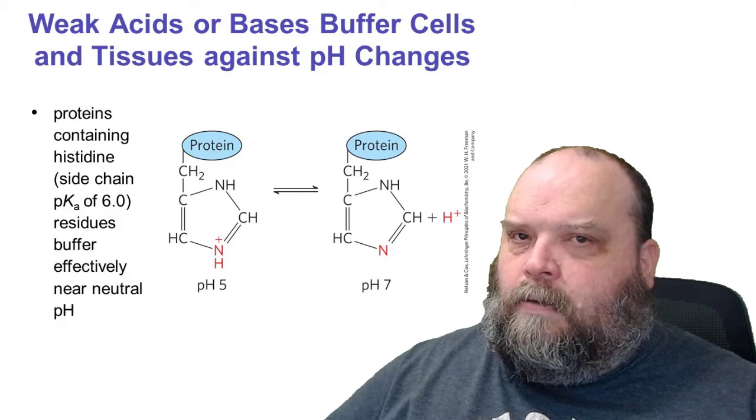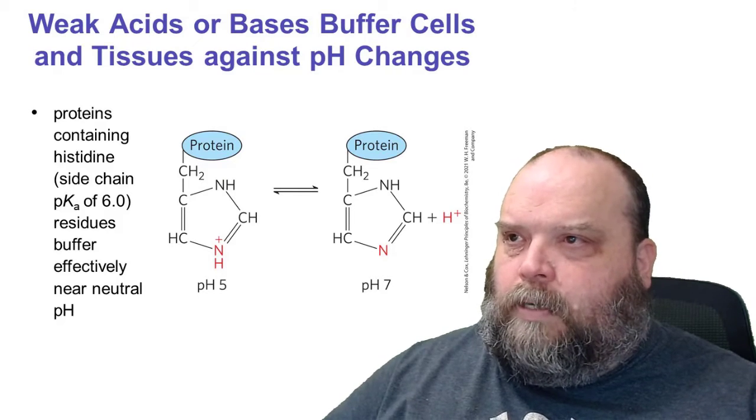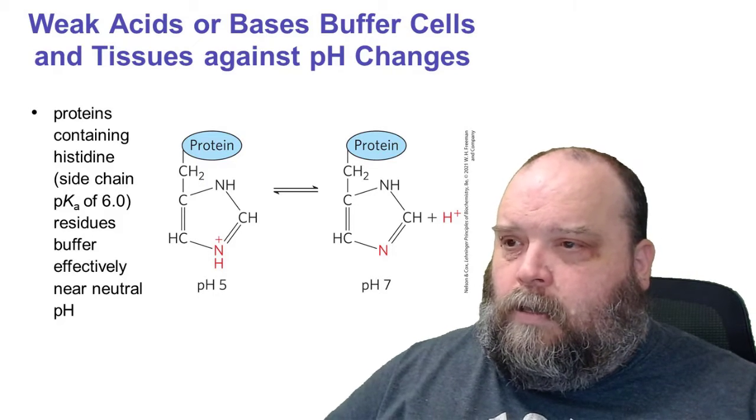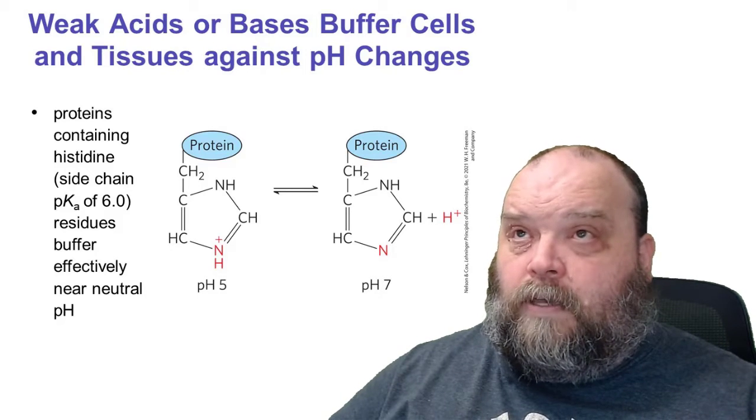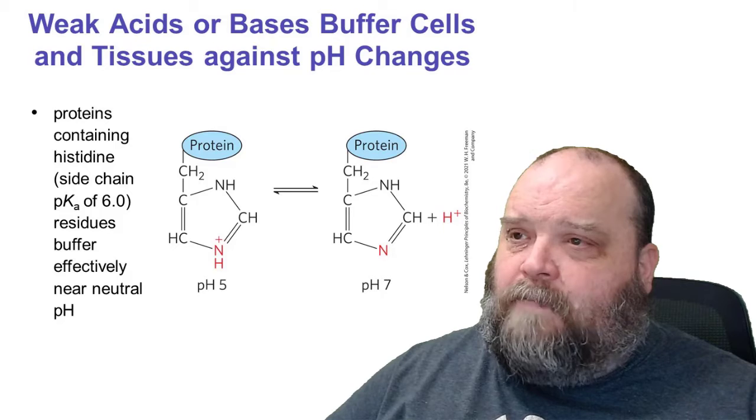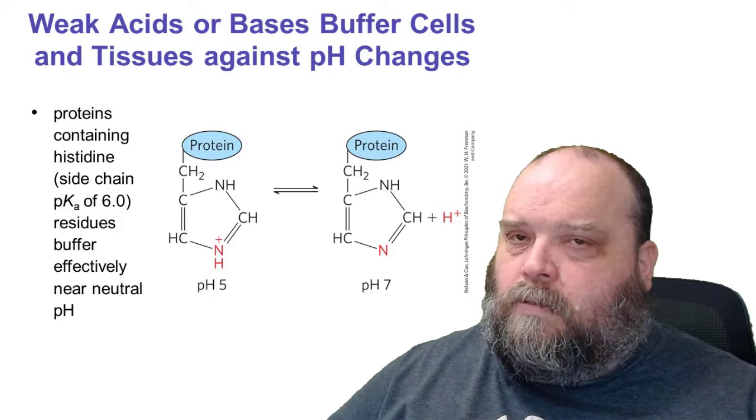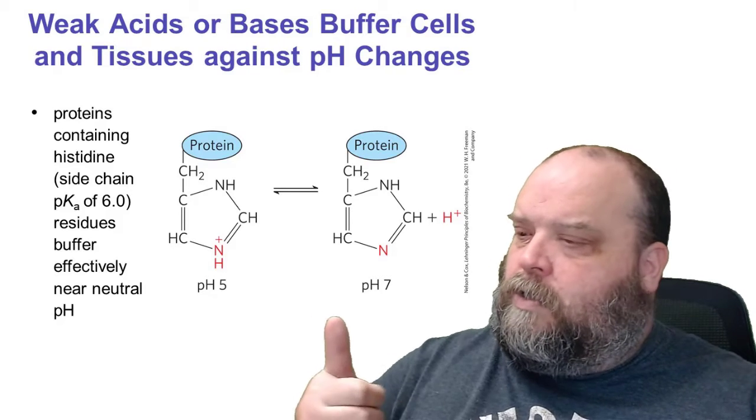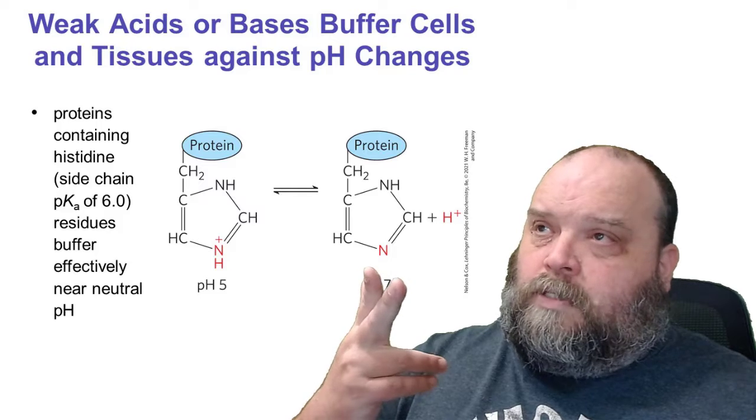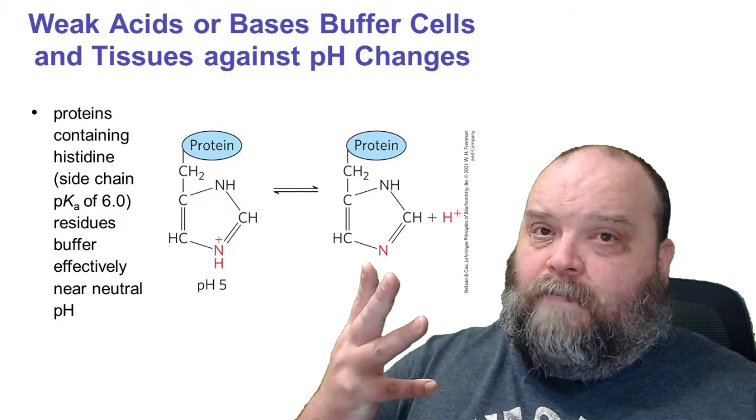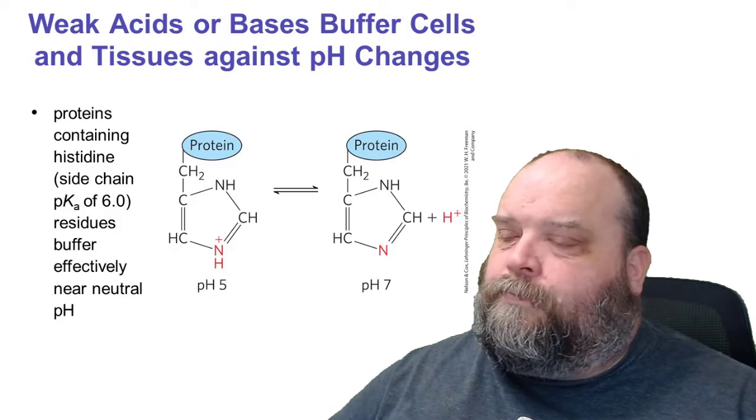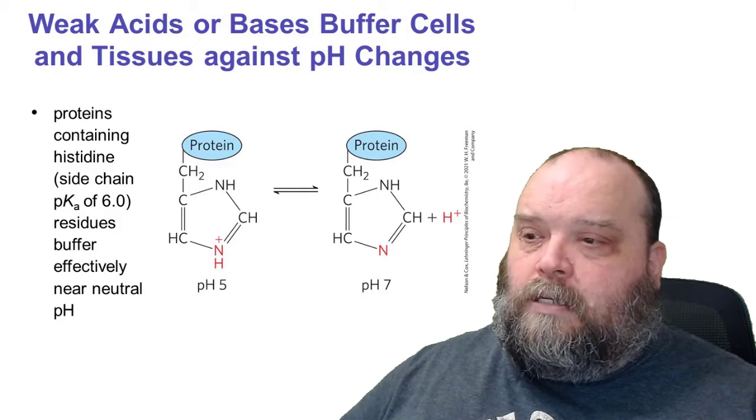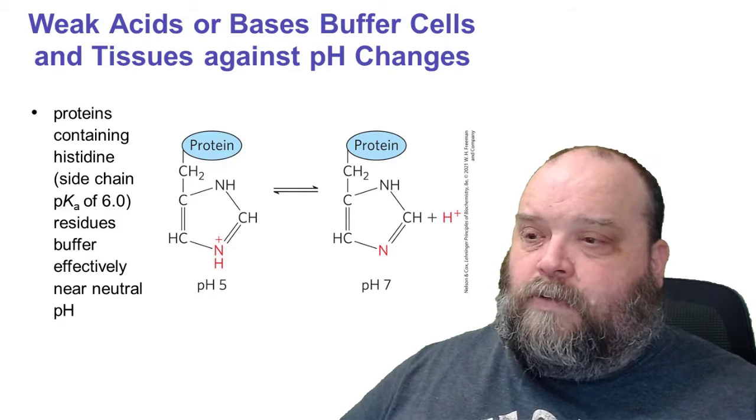But that's okay. Don't have to worry about it, because we as living things have spent the past 2 billion years evolving to have inherent buffer systems to help maintain the pHs of interstitial fluid, blood, cytoplasm, within our vacuoles, within our organelles. Great example you see here with histidine. Histidine, pH 5 versus pH 7.